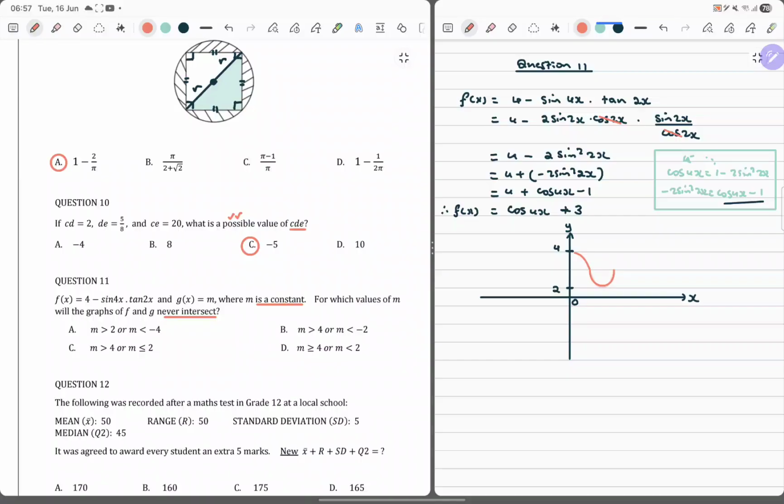Don't worry about the graph looking strange. It's not going to look the best.